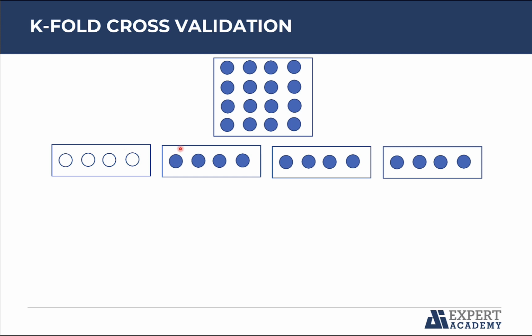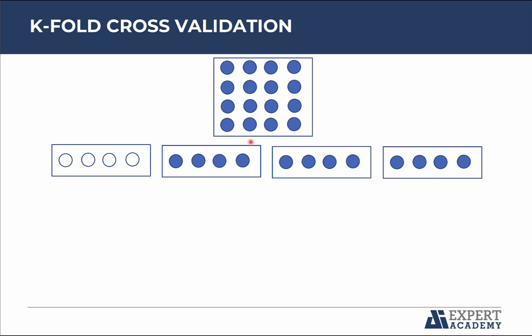We separate the data into 4 pieces, and each piece has 4 instances. This is the letter K in the name of the technique. K means the number of folds that will be created. In this case, 1, 2, 3, and 4 folds.